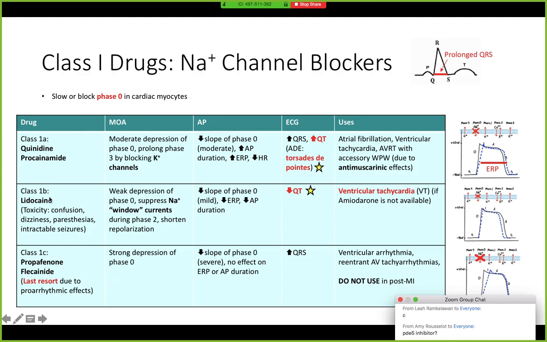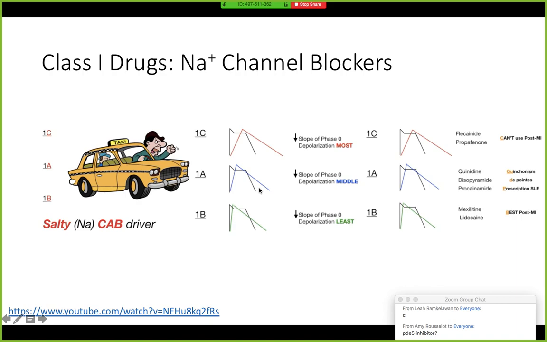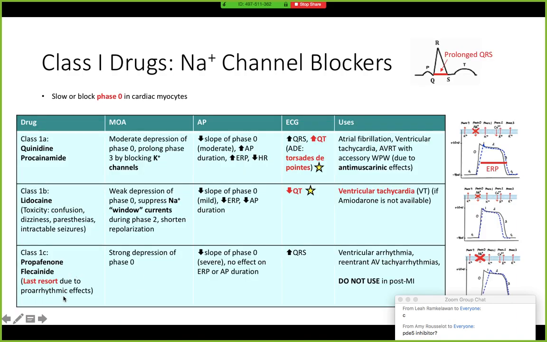I would say the other important thing from here would be the fact that flecainamide would be your last resort due to its pro-arrhythmic effects. That's because you get a strong depression of phase 0. So 1C decreases the slope of phase 0 depolarization the most. So that's going to be your last resort, and that's because of the pro-arrhythmic effects.